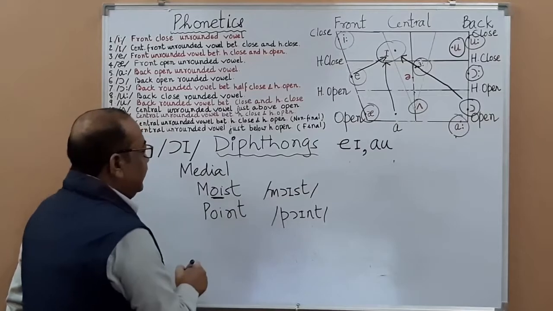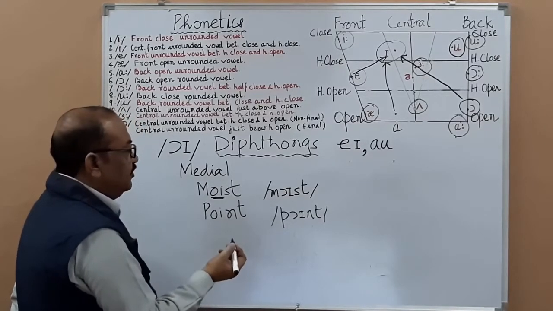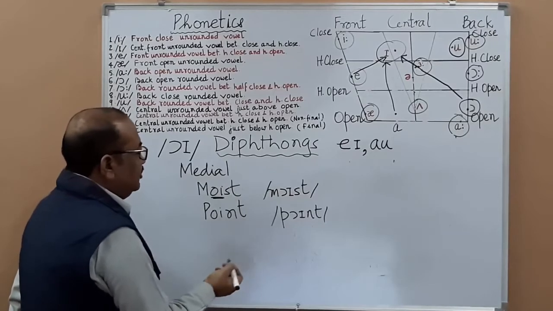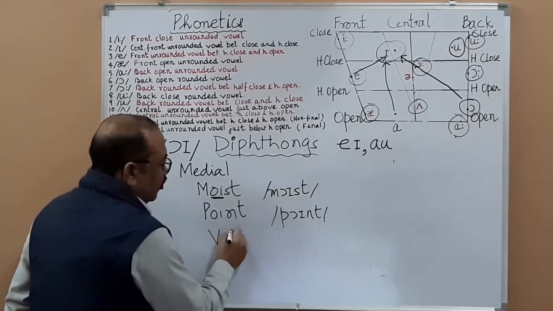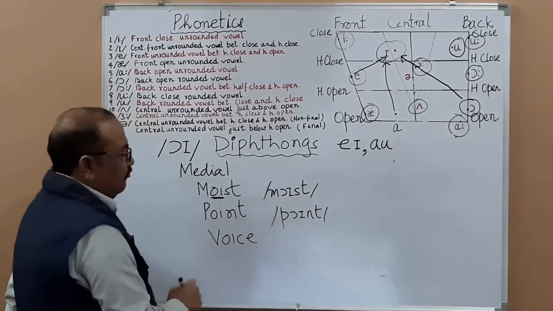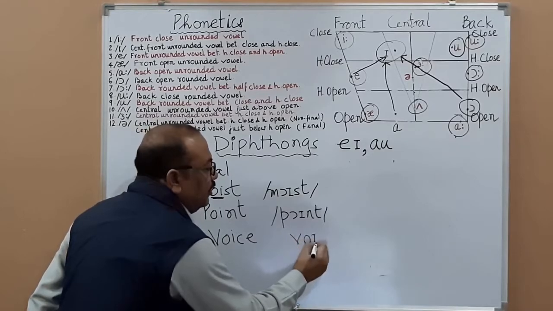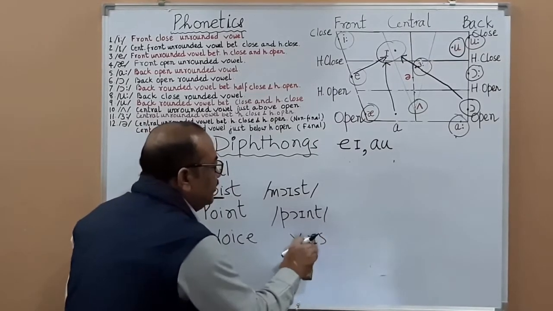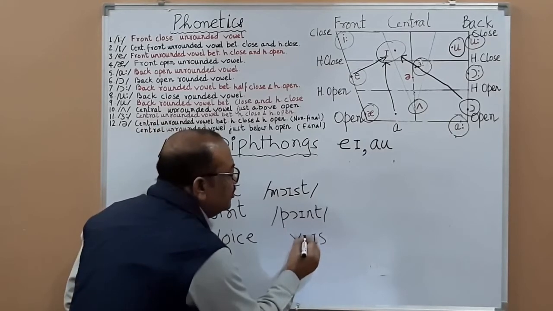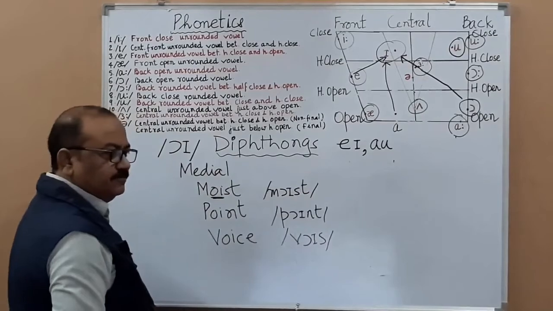Point, and say, yes. Can you tell one or two words from your side? Yes, voice. Voice, okay. This is how you write voice. Voice is very easy to transcribe. V, O, E, and s. Voice.